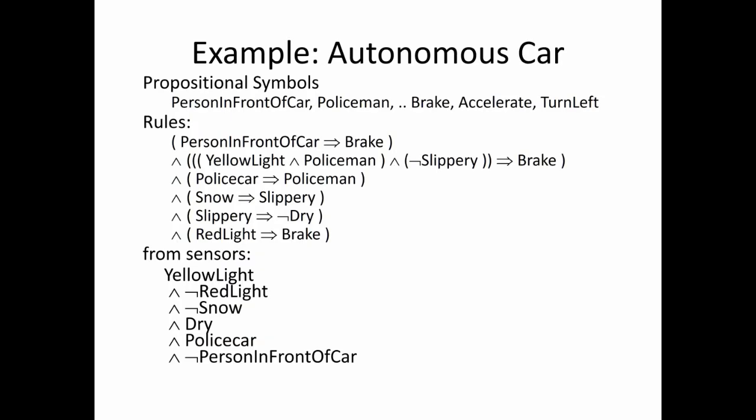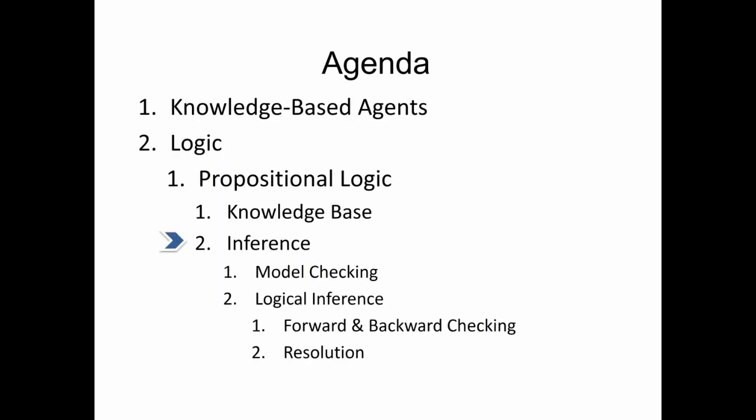And this is an example we saw before. You start off with rules like person in front of the car implies brake, and so on and so forth. So these are the things even before you know anything about the world. And then once you experience the world, you see things like, oh, there's yellow light, there's no red light, there's no snow, dry, police car, and so on and so forth. So that was our knowledge base.